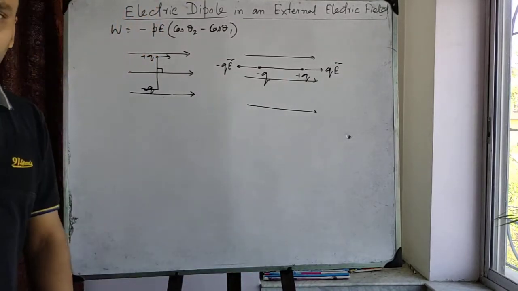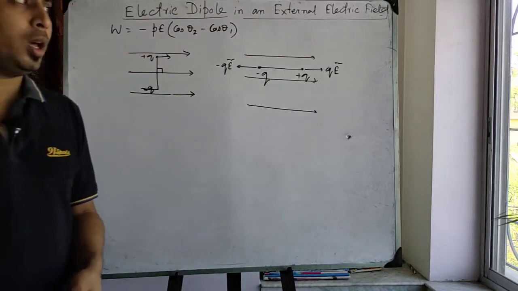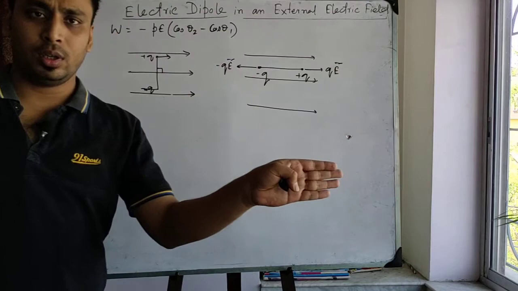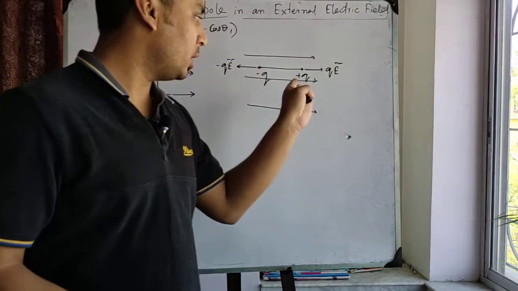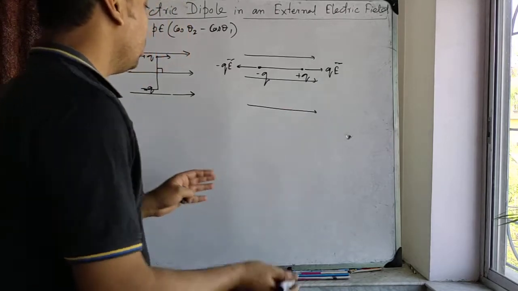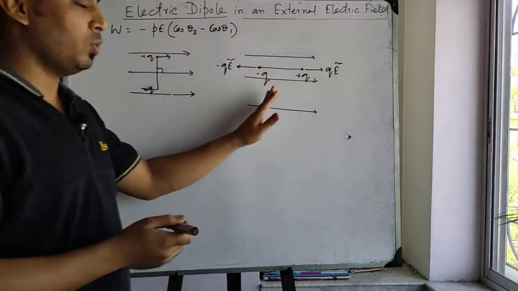These two forces are equal and opposite, so the total force acting on the dipole is 0. And what is the torque? As the line of action of the two forces is the same, the net torque acting on the dipole is 0. So this is the equilibrium position.